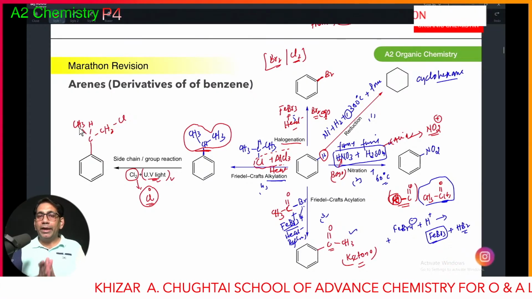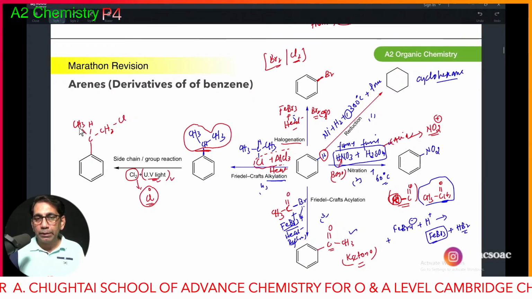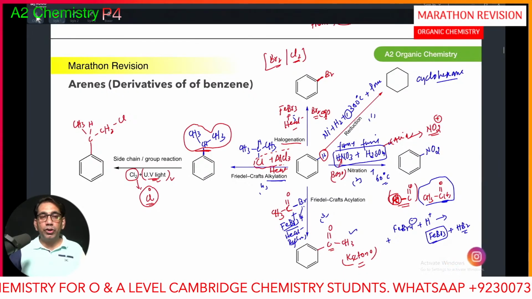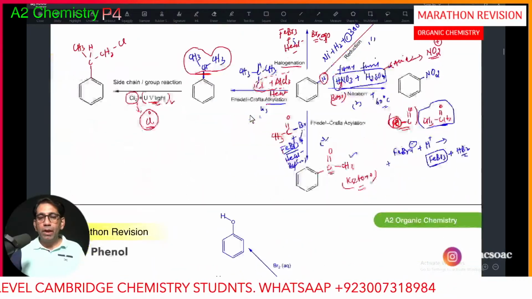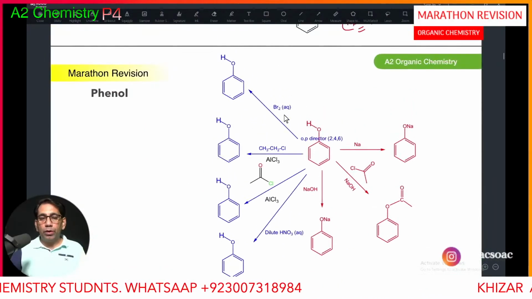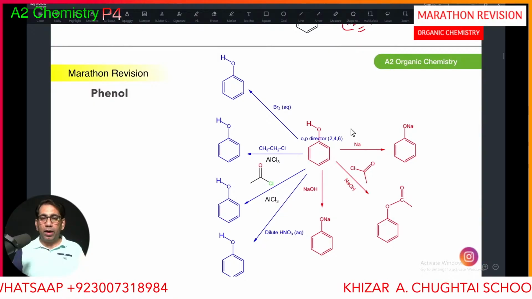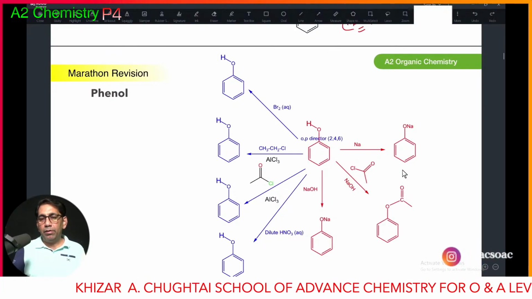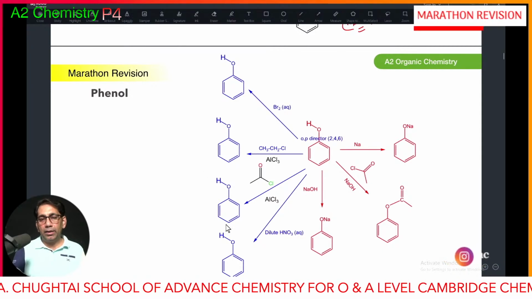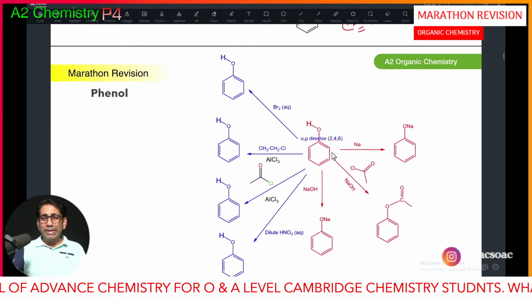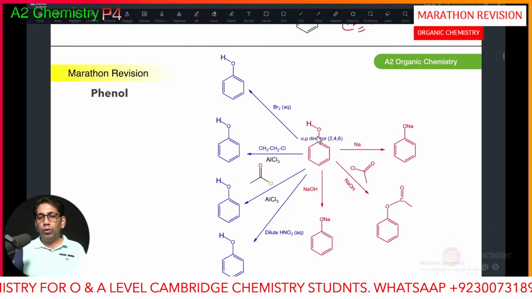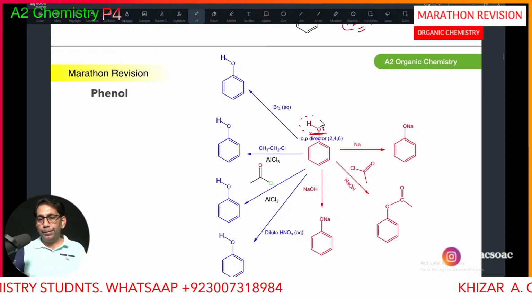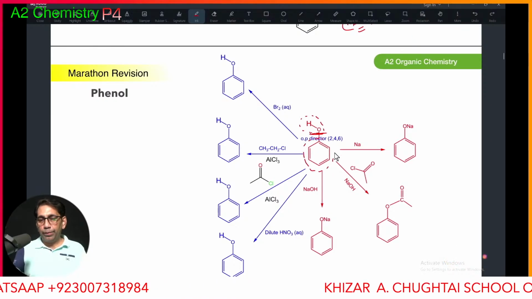So conditions are important if you want to react benzene with a certain special reagent. Now come towards the phenol. Here's the phenol. I have divided this phenol into two portions. Some are the reactions shown by the red color and some with the blue color. Basically, you can see that this phenol has two groups. One is this OH group and the other one is the phenyl group.